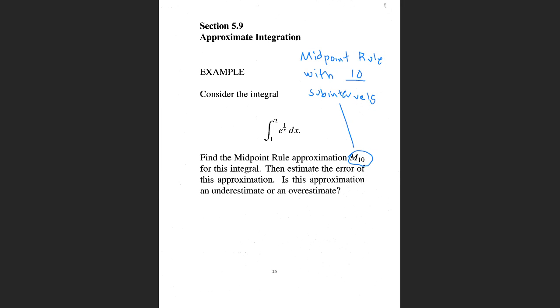But in this case, we're going to use 10 rectangles. All right, how would we do this? Well, first of all, we recognize that, incidentally, we can't get an antiderivative for e to the 1 over x power. There's no antiderivative for that. So we're going to have to use approximate integration. Now, the limits are important because we're starting at 1 and ending at 2. Those are our limits.